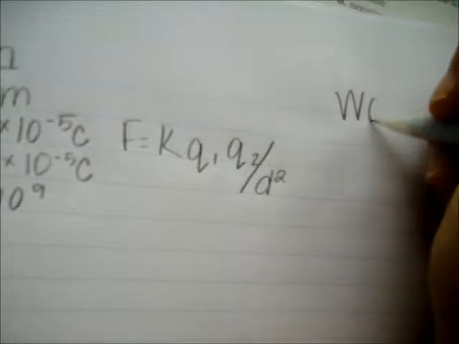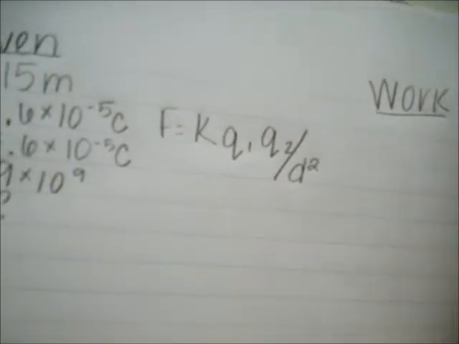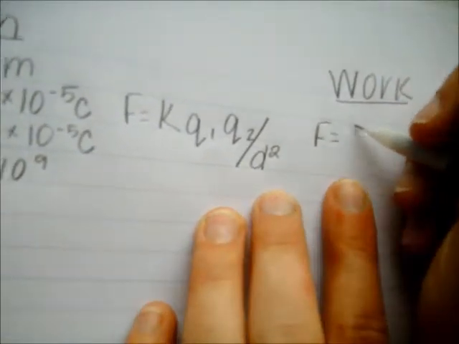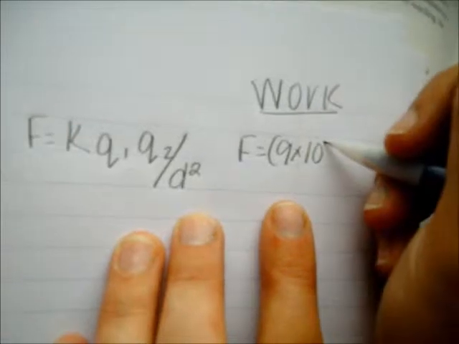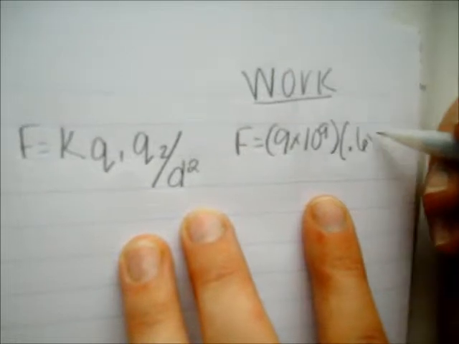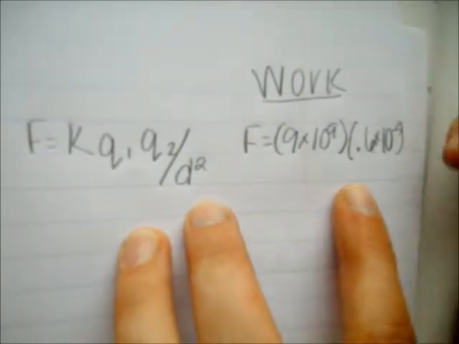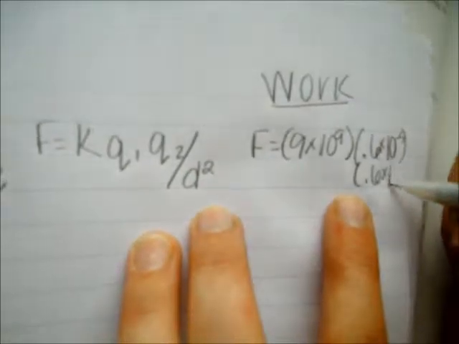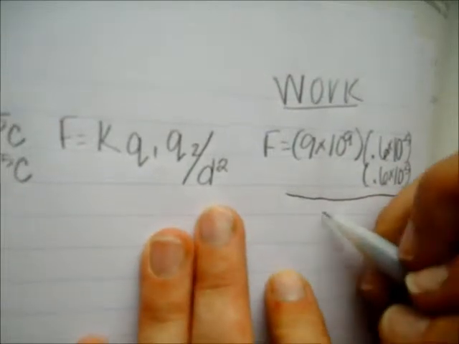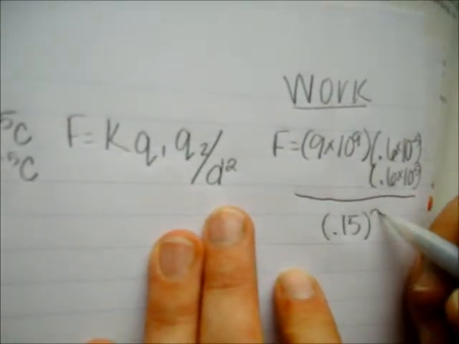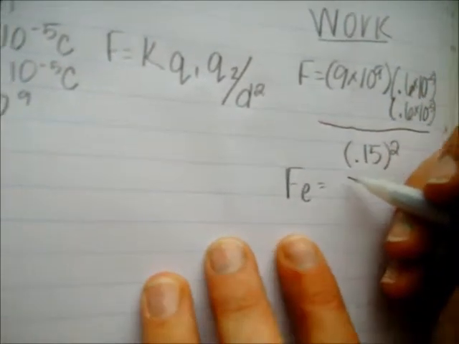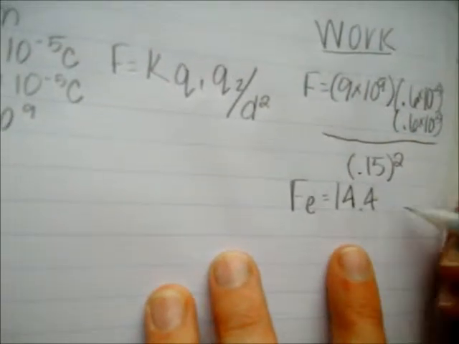And then our work, we are going to plug everything in. So we have F equals 9 times 10 to the ninth times 0.6 times 10 to the negative fifth, and then 0.6 times 10 to the negative fifth. And then we're going to divide that all by 0.15 squared. And when we work that out, we get the electric force to be 14.4 newtons.